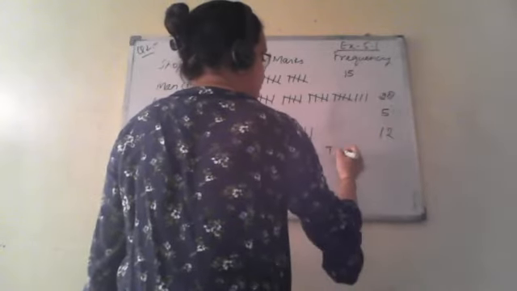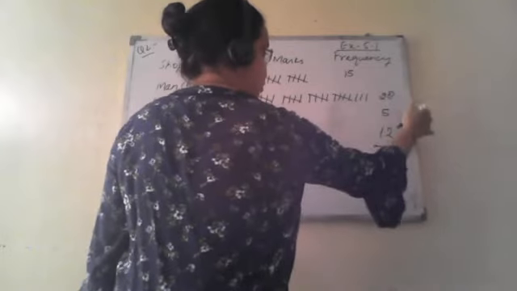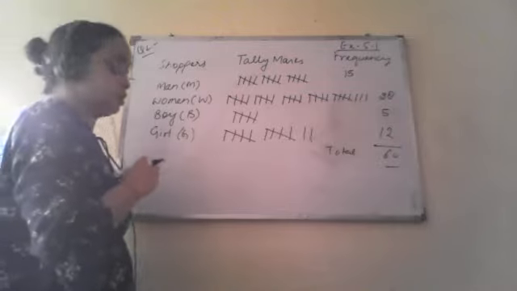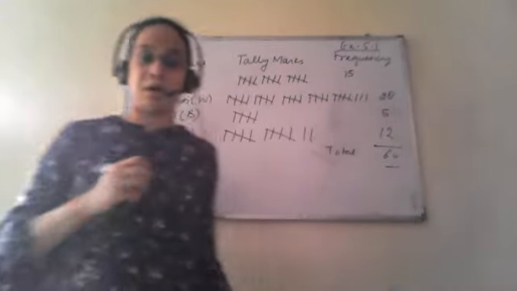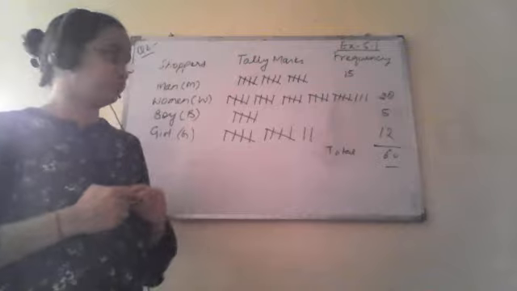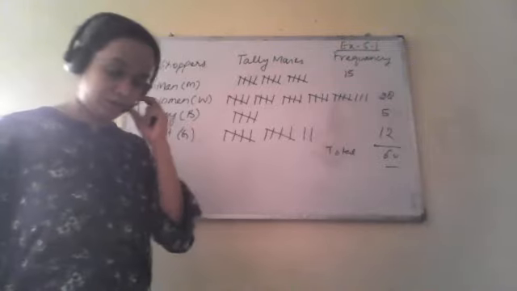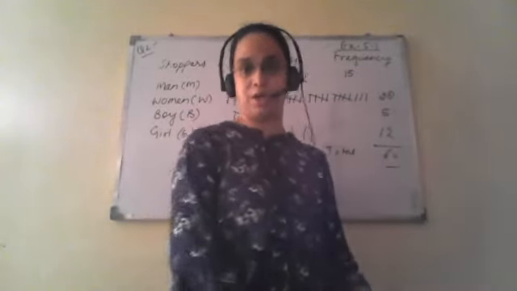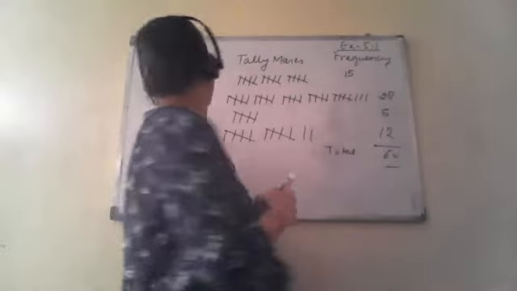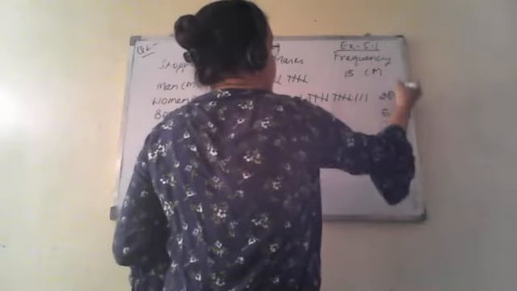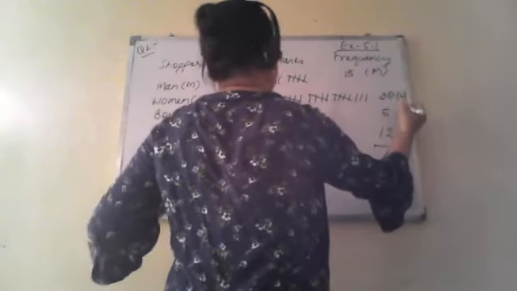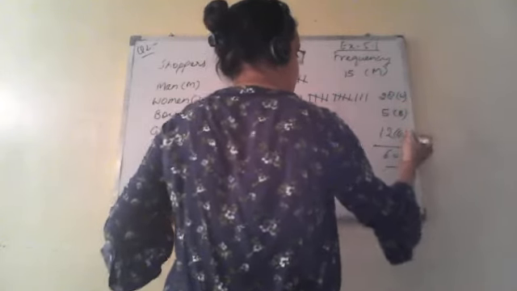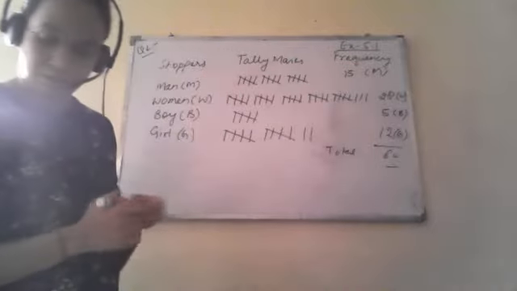So what is the total? We have 40 plus 20. This is 60. So this is the frequency distribution table with tally marks. Now we have to plot a graph for that. Yes, we have to draw a bar graph to illustrate it. Now, how are we going to plot? These are men, these are women, these are boys, and these are girls.